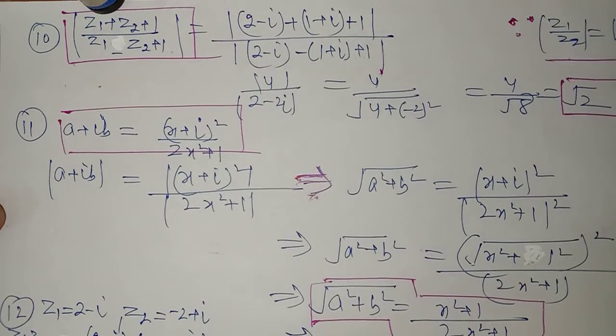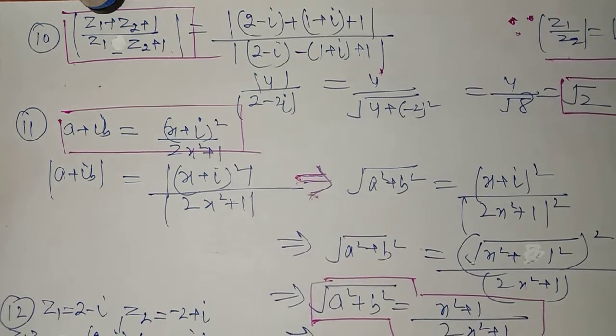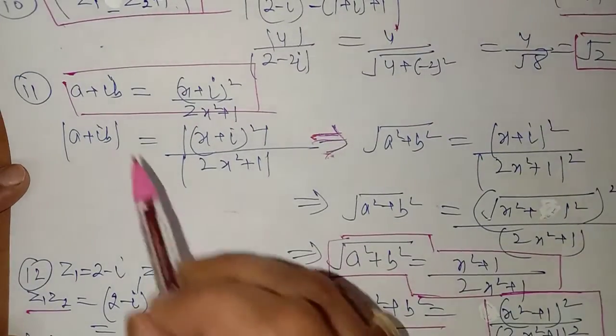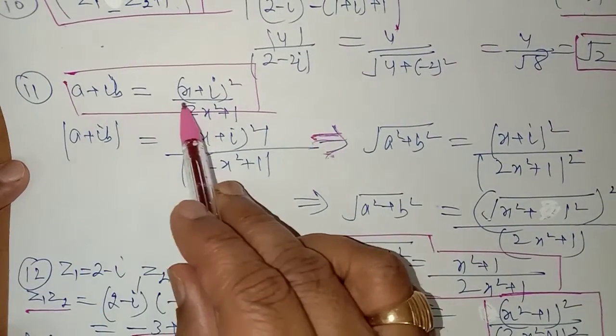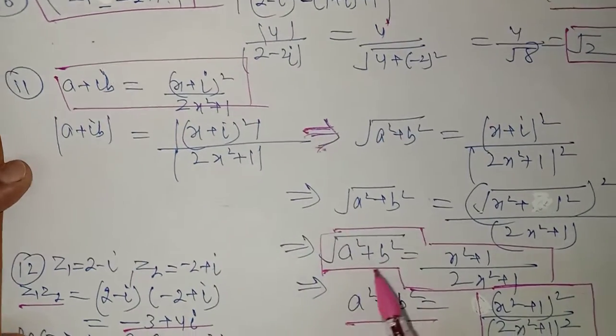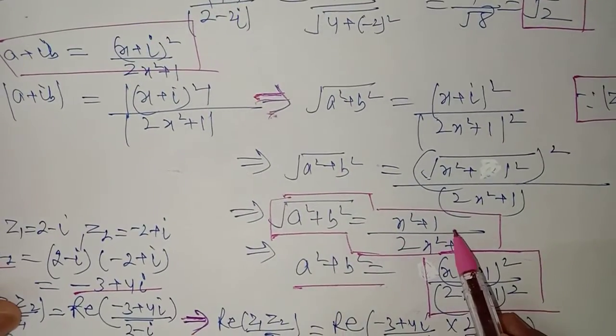This is lecture number 5 for the chapter complex numbers. In the last lecture we discussed up to question number 10 of the miscellaneous exercise. Let us do the remaining questions of this exercise. Now it is given that a plus ib is equal to (x plus i) whole square upon 2x square plus 1, and you have to prove that a square plus b square is equal to (x square plus 1) whole square upon (2x square plus 1) whole square.